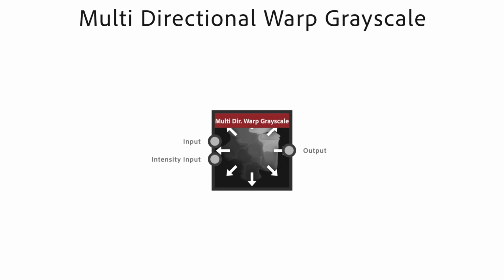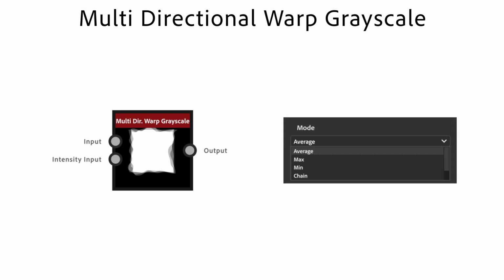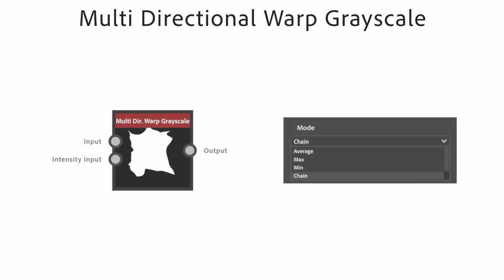The multi-directional warp node is a great node to warp shapes in an interesting way. It distorts your shape in a few set directions based on an intensity input. With mode, I have control over the blending behavior. Average is more of a soft distortion. Max extends, min eats away, and chain easily gives you a really intense distortion.